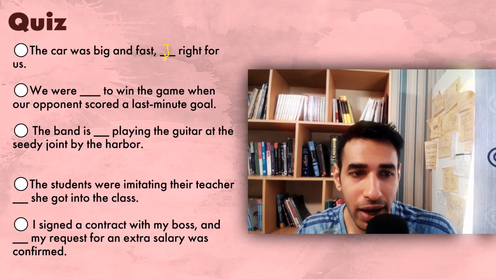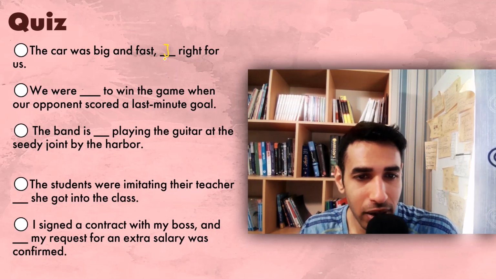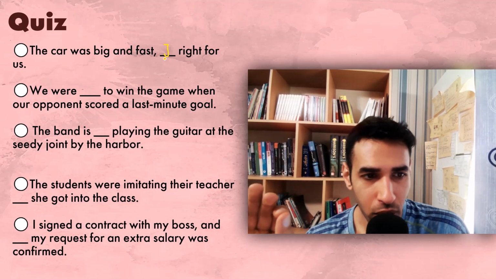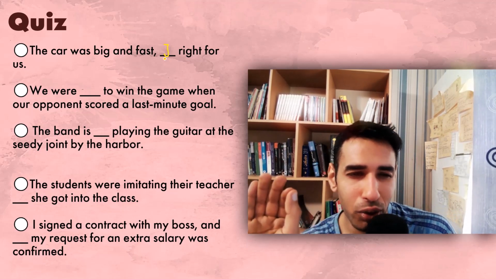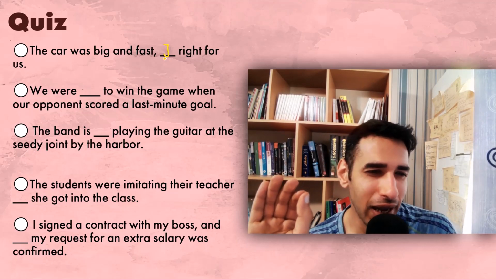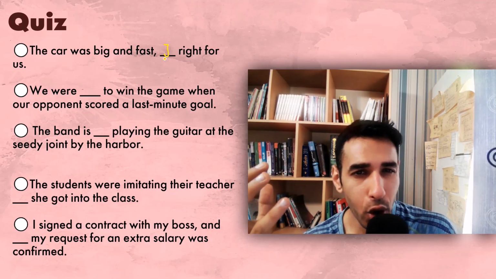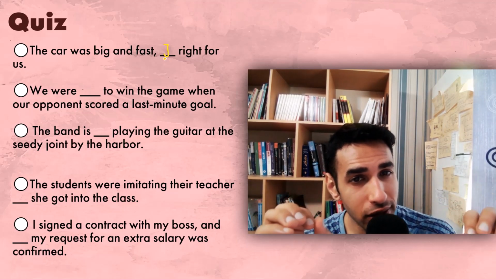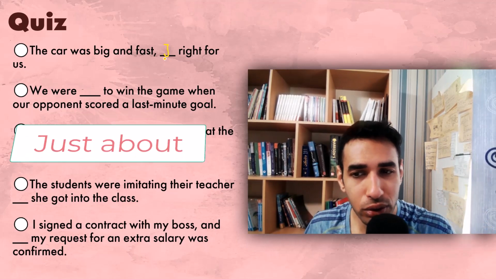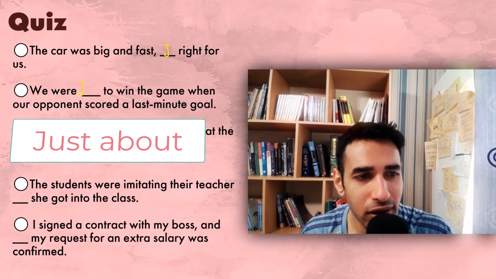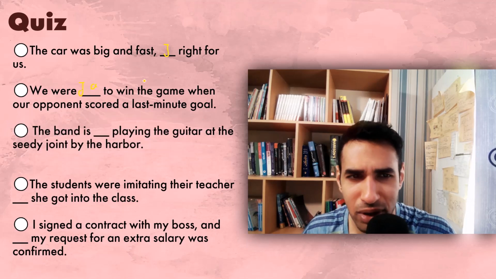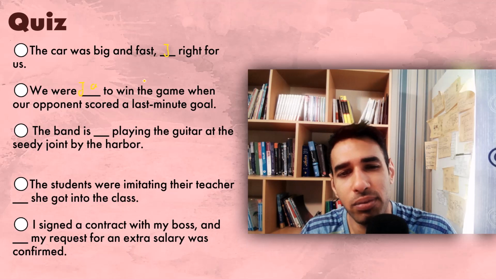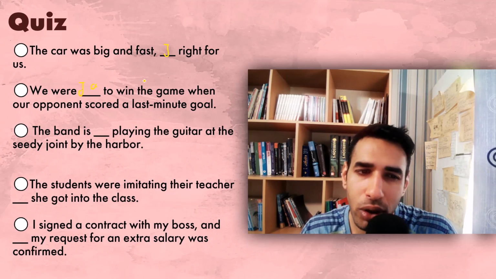We were to win the game. So it's talking about the past. When our opponent scored a last-minute goal. Oh, that is bad. So we lost the game. So we were winning the game, but the action was interrupted. So we didn't win. So we use just about. Just about, J-A, meaning just about. We were just about to win the game when our opponent scored a last-minute goal.